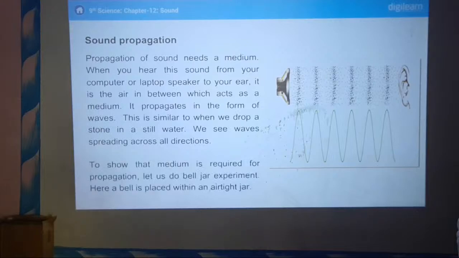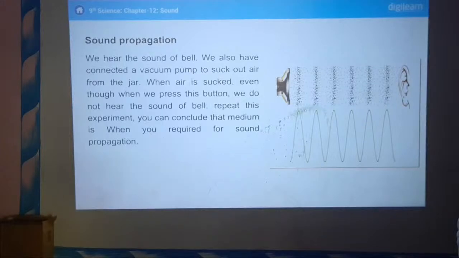To show that medium is required for propagation, let us do the bell jar experiment. Here, a bell is placed within an airtight jar. We hear the sound of the bell. We also have connected a vacuum pump to suck out air from the jar. When air is sucked out, even when we press this button, we do not hear the sound of the bell. Repeat this experiment. You can conclude that medium is required for sound propagation.